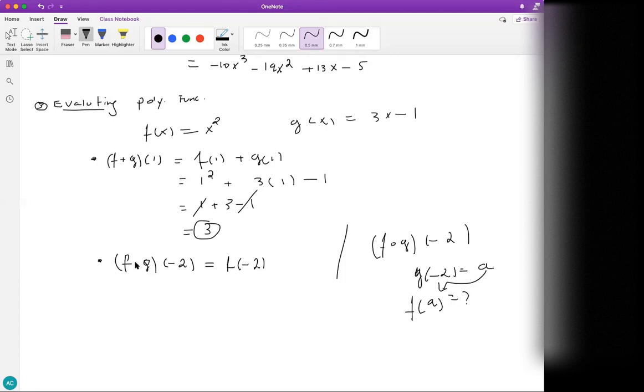Well, this one is different. This is a multiplication. So you're just going to find f of negative 2, and times it by g of negative 2. So basically, f of negative 2 times g of negative 2.